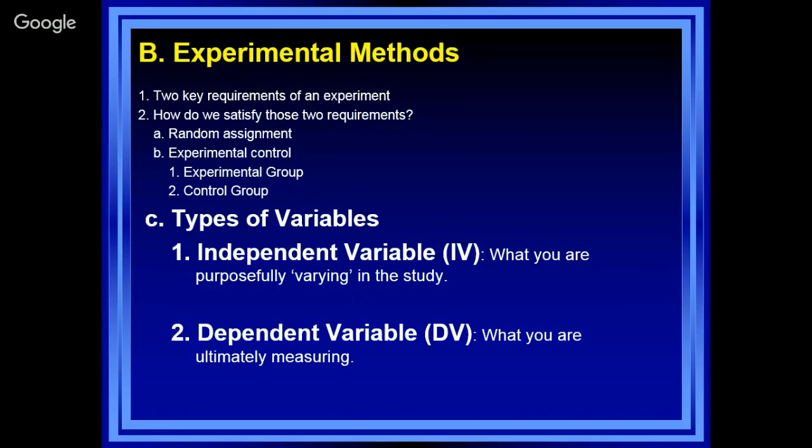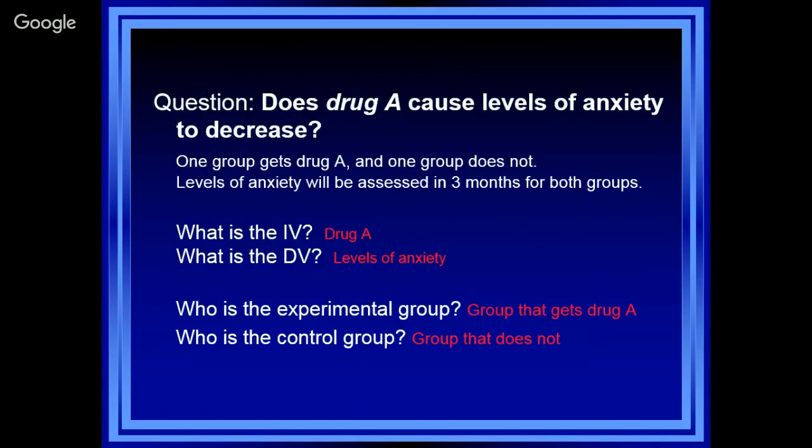And the dependent variable is the variable that you ultimately measure. Everybody gets measured on the DV, on the dependent variable. So in our example, what is the IV? It's drug A. What is the DV? What do we measure in everybody? Levels of anxiety. And by the way, this is a great example to have in your notes. So if you've got this example running, keep adding to it. You already have experimental group, control group, now write IV, DV.